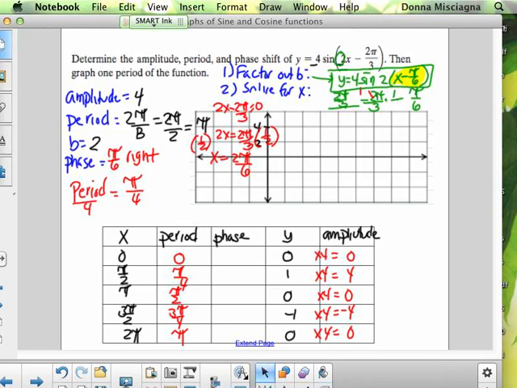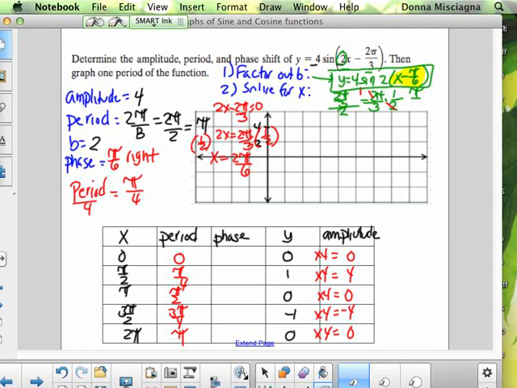I accidentally, when I was looking up, wrote the 4 down instead of the 2. I want this value right here. You see where it's moving? I want that value, the b, right? We're factoring out b, 2 pi thirds divided by 2. So that would be 2 pi thirds times 1/2, and we could cancel out the 2's, and that is pi thirds.